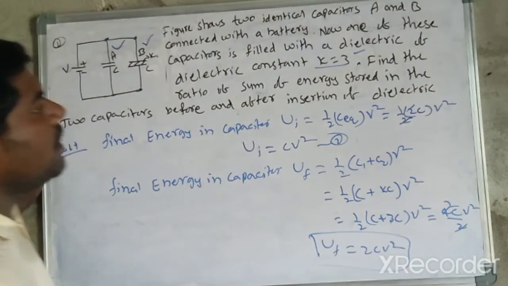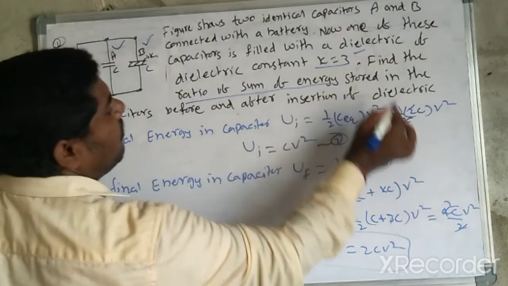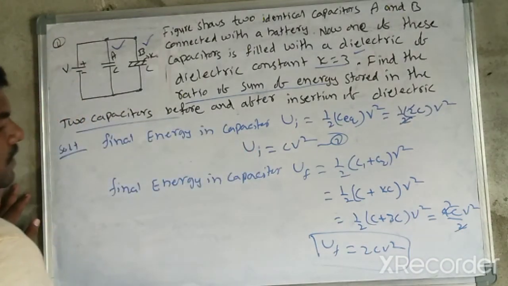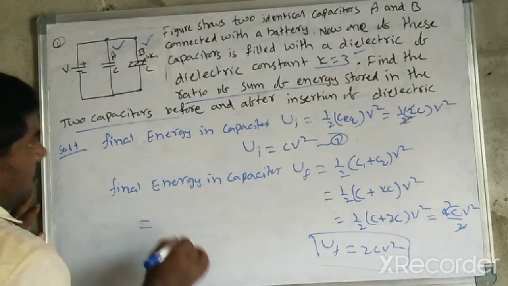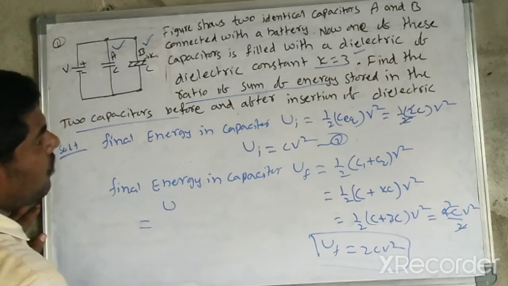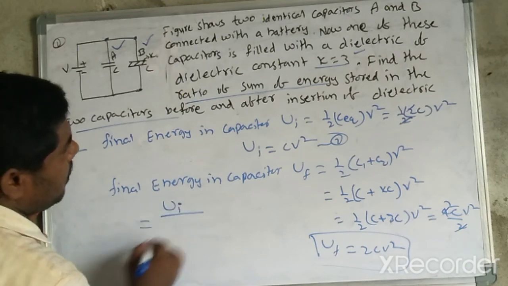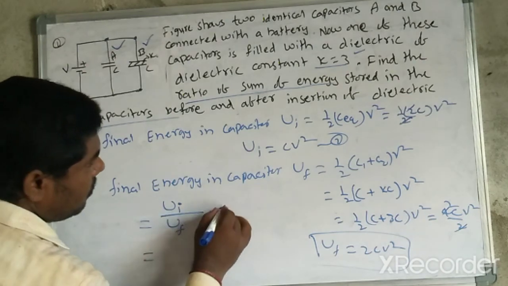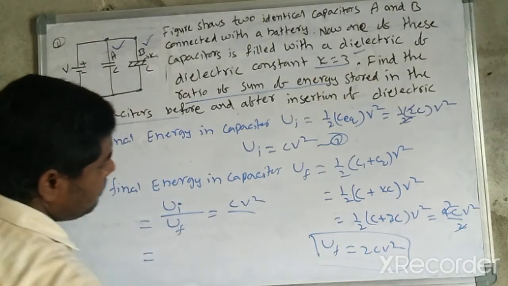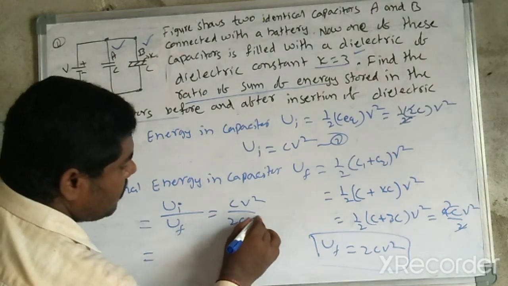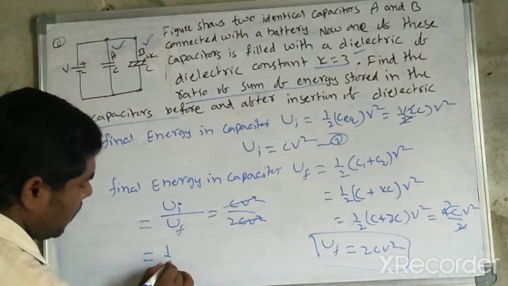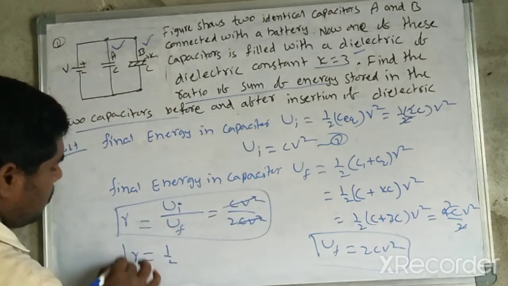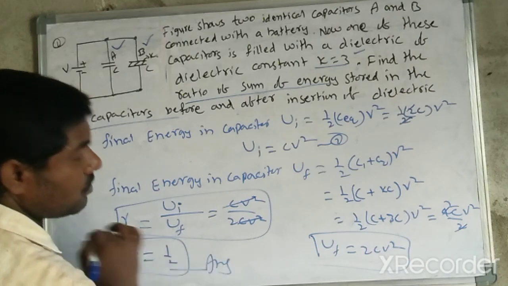What they are asking is the ratio of the sum of energy stored in the two capacitors before and after insertion of the dielectric. So U initial divided by U final is C V square by 2C V square. C V square cancels, giving 1 by 2. This is the ratio value, and this is the answer to the question.